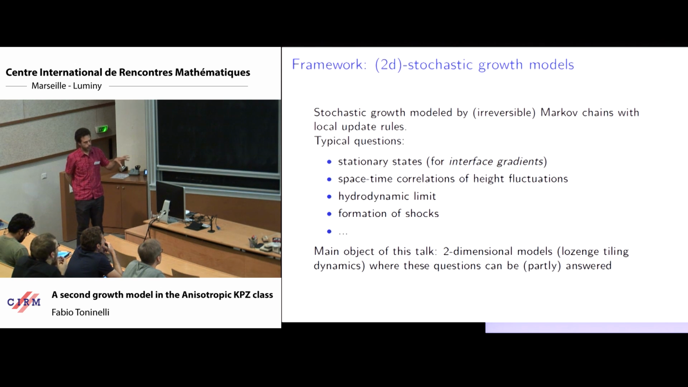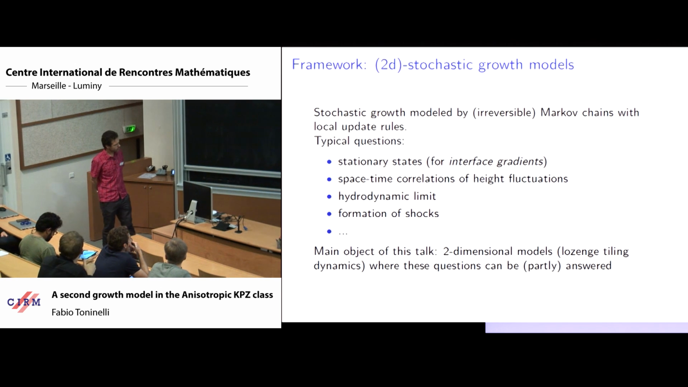So the goal will be to present one model. Actually, at the end, there will be an extension related to lozenge tilings, where these questions can be answered quite in detail.